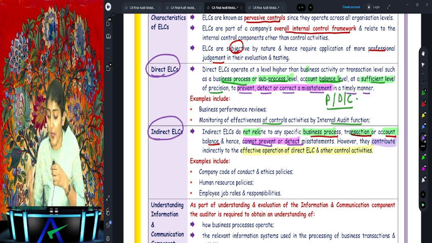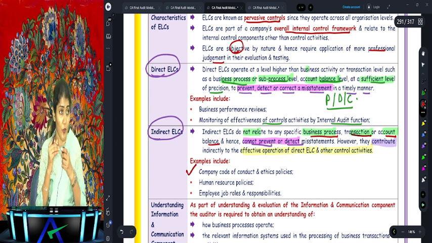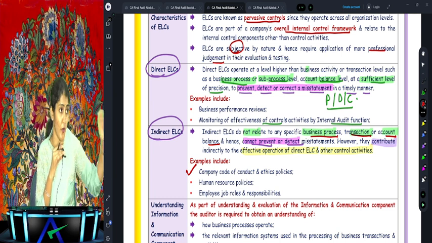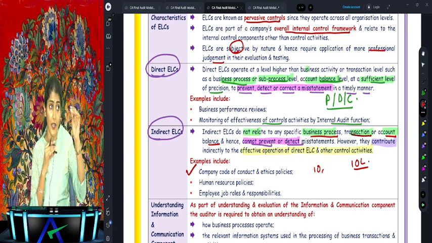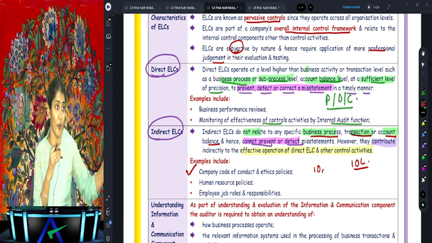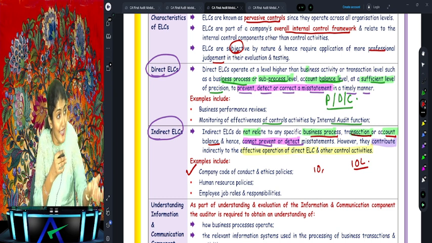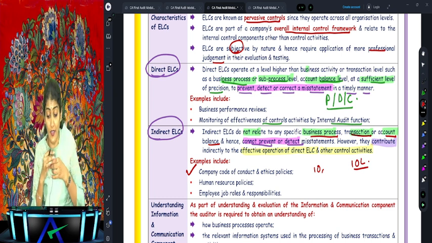Okay, like the company code of conduct, you know that if the employee is caught committing a fraud, that employee will be rusticated from the organization. This is the company policy. Doesn't matter if he's done a fraud of 10 rupees or a fraud of 10 lakh rupees. If it is found that a fraud is done, he will be removed from the office. Now, this will not directly help in preventing or detecting fraud, but indirectly will it contribute? Right, the company code of conduct and the ethics policy.